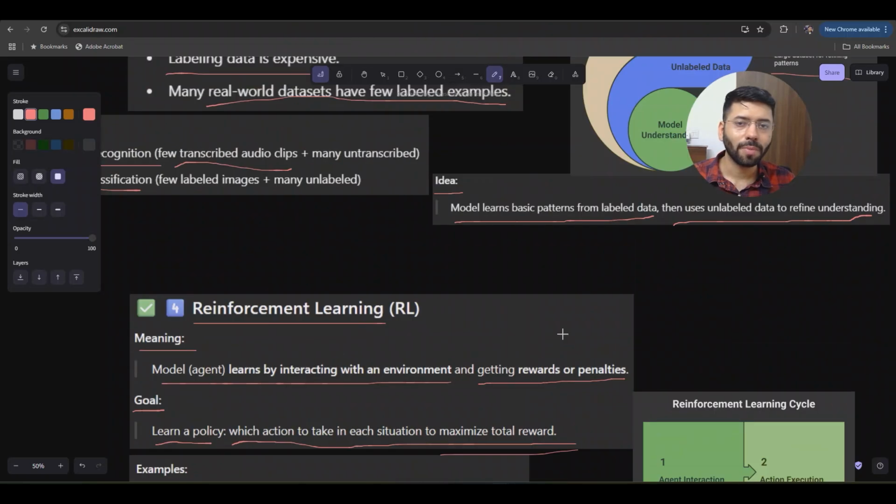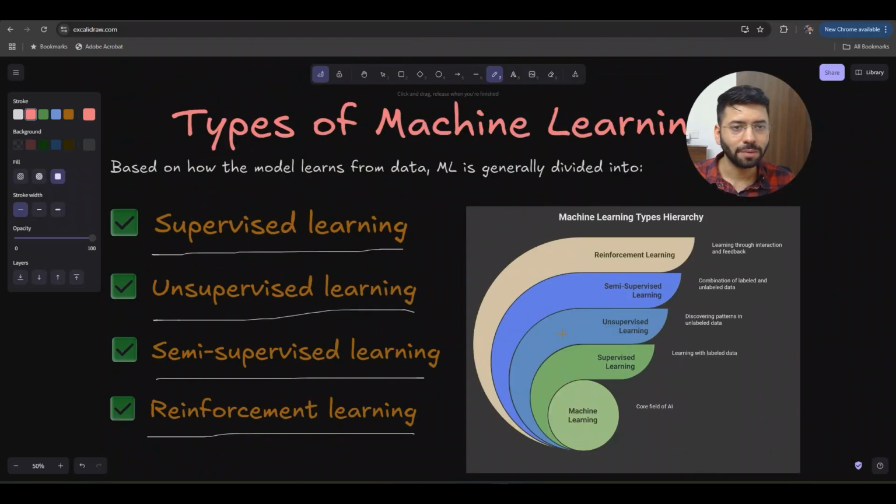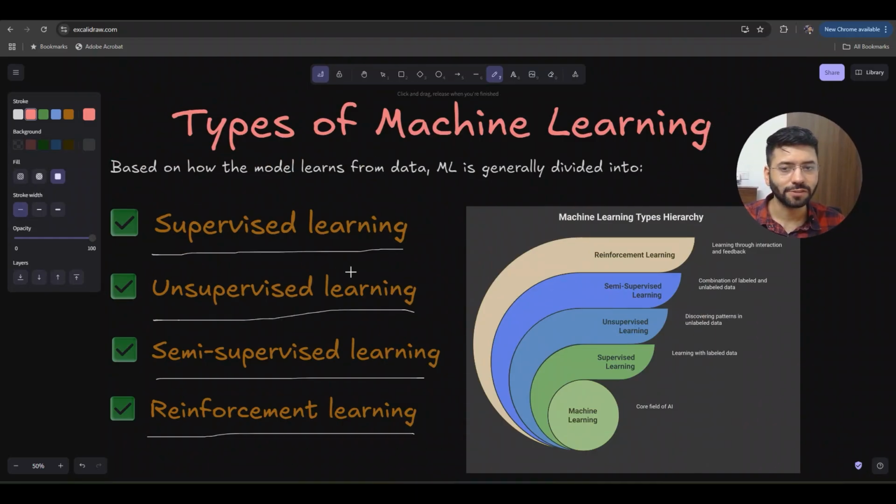Okay, so this was about the types of machine learning. We discussed the four types of machine learning in this case, which were supervised, unsupervised, semi-supervised, and reinforcement. I hope you got a good understanding of all of these basics.